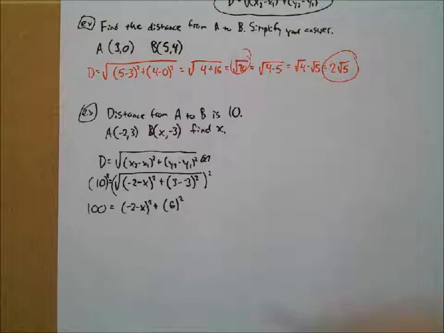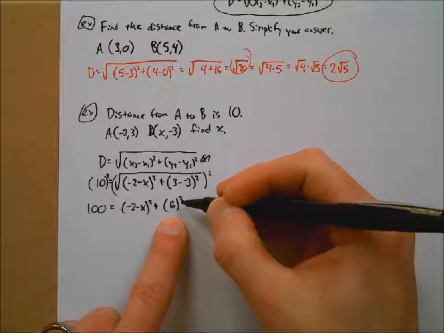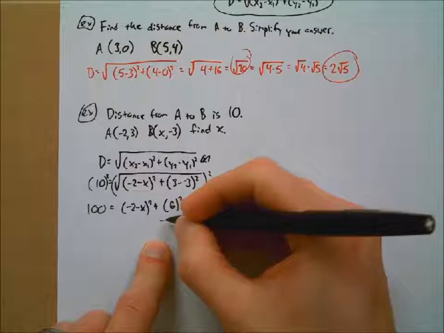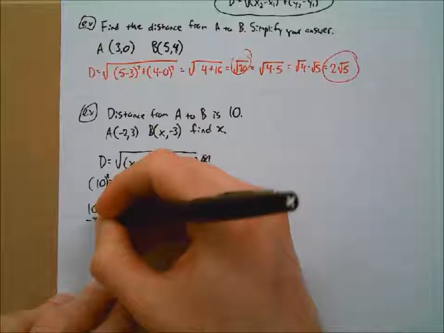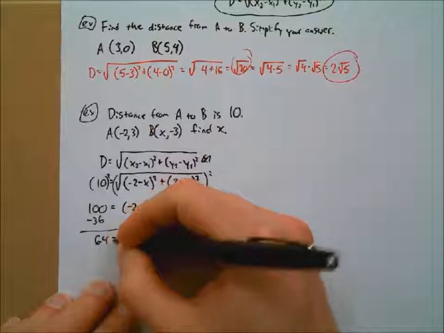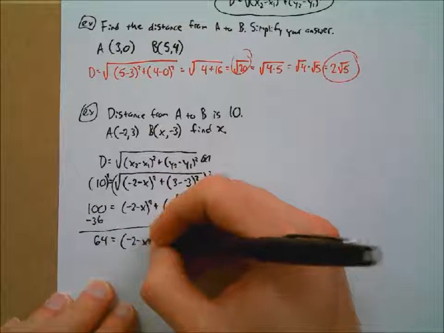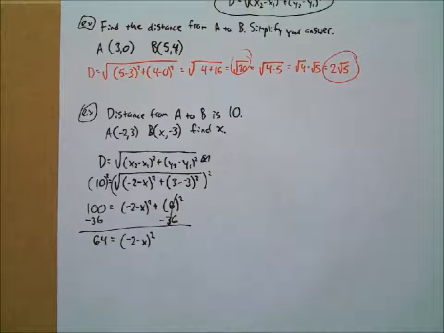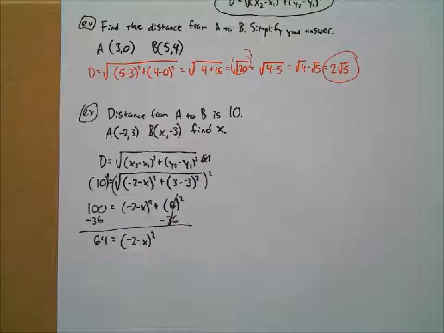Well, 6 squared, we know that's 36. And I can subtract 36 from both sides here. Okay, so 100 minus 36 is 64, and that's going to equal (-2 - x) squared. And there's a couple different ways you guys could go about doing this. Okay, but this is one way.